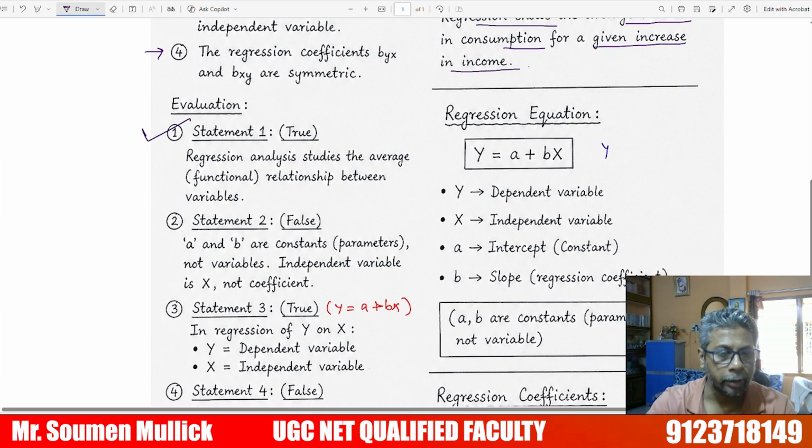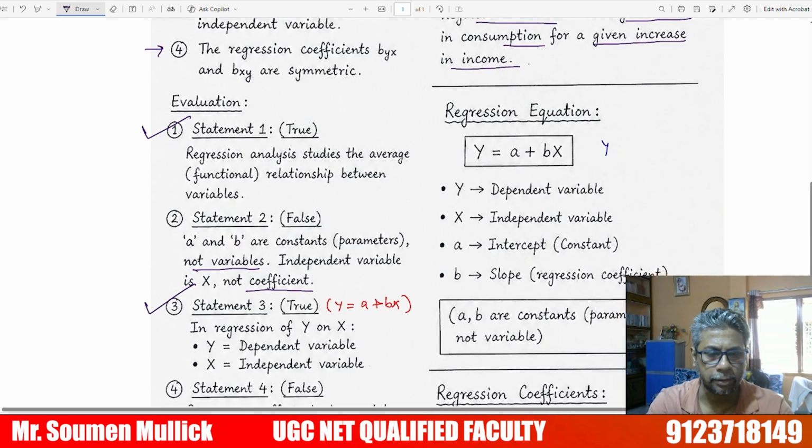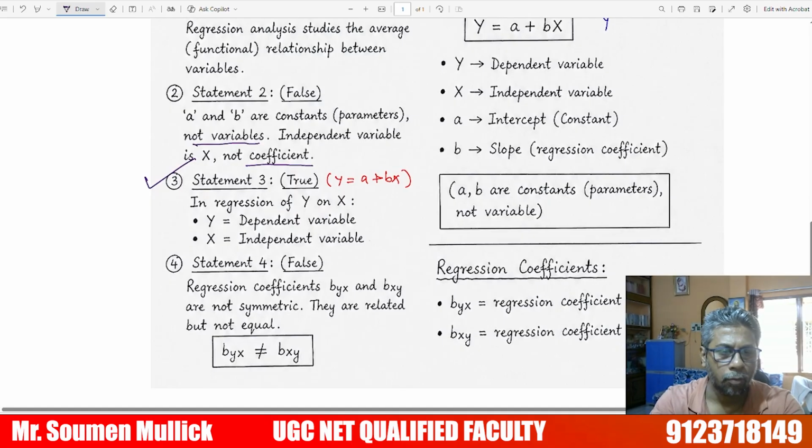Statement 2, A and B are constants. Statement 2 is false because A and B are constants, meaning parameters, not variables. The independent variable is x, not a coefficient. Statement 3 is true because in the regression of y on x, y is the dependent variable. This is the formula, y equals a plus bx. Y is the dependent variable and x is the independent variable.